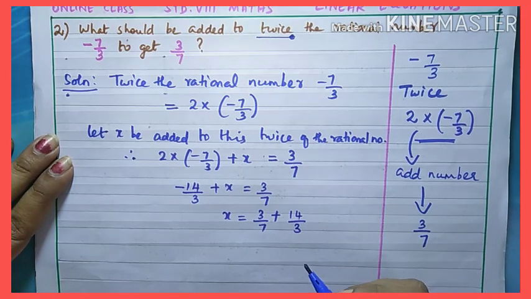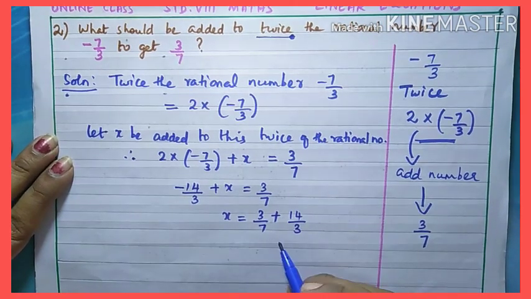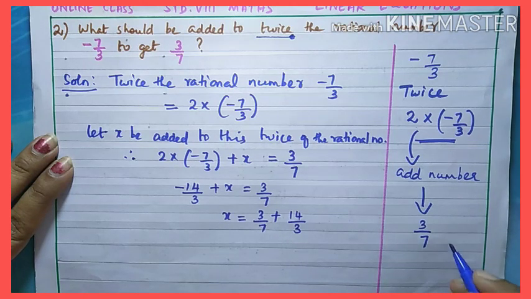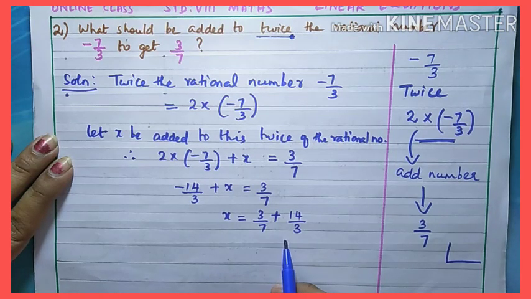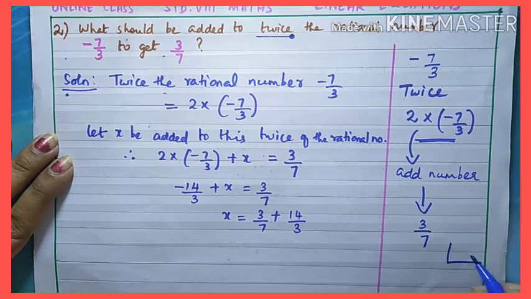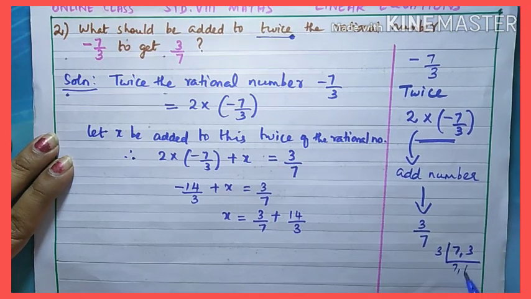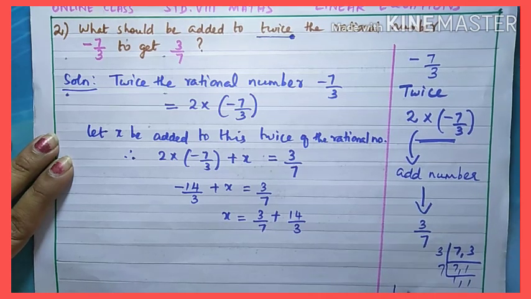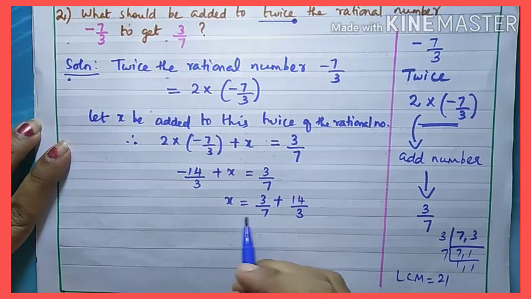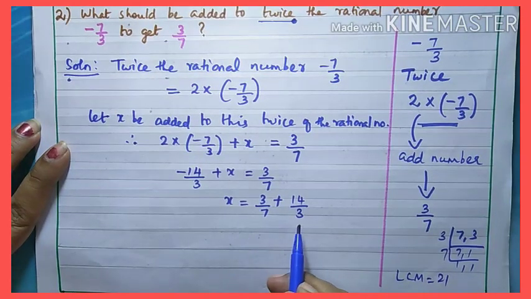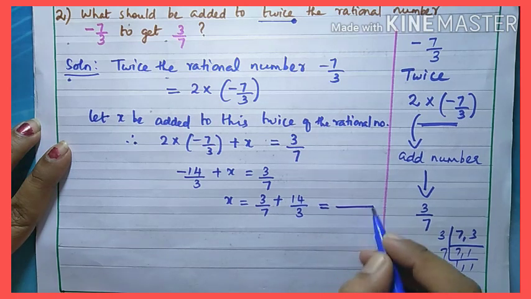Now you see, we want to find out the LCM. What is the LCM for 7 and 3? It is easy to find because 7 and 3 have no common factors. If there are no common factors, you just multiply the numbers. That is the LCM. 7 into 3, 21. Otherwise you do like this, if you are convenient with it. You will get the LCM 21 only. Okay, LCM 21.